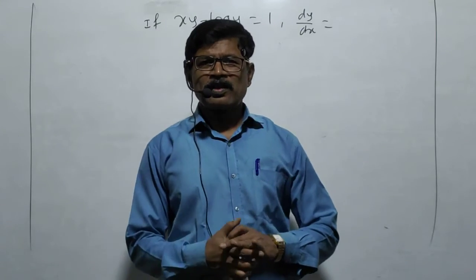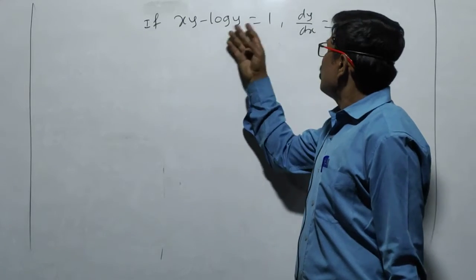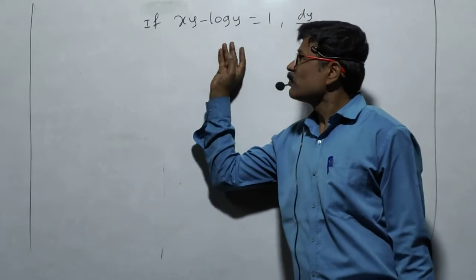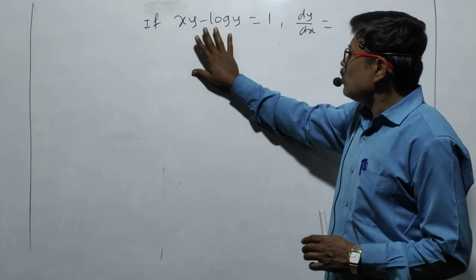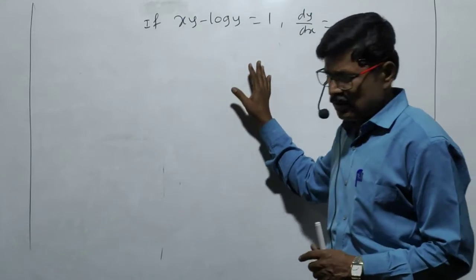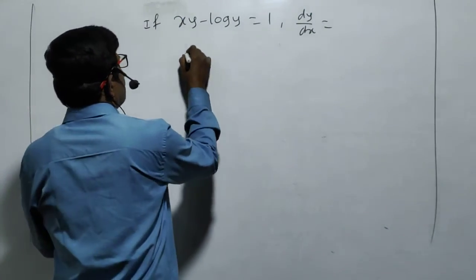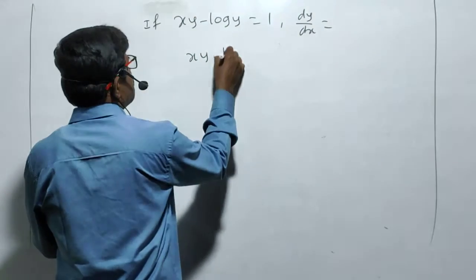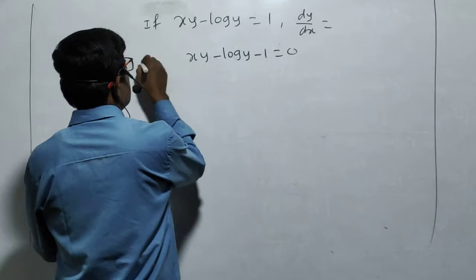Hello students, today in this lecture we will find a derivative of implicit function with the help of a simple trick. How to find a derivative of implicit function by using trick. Example: xy minus log y minus 1 equal to 0.